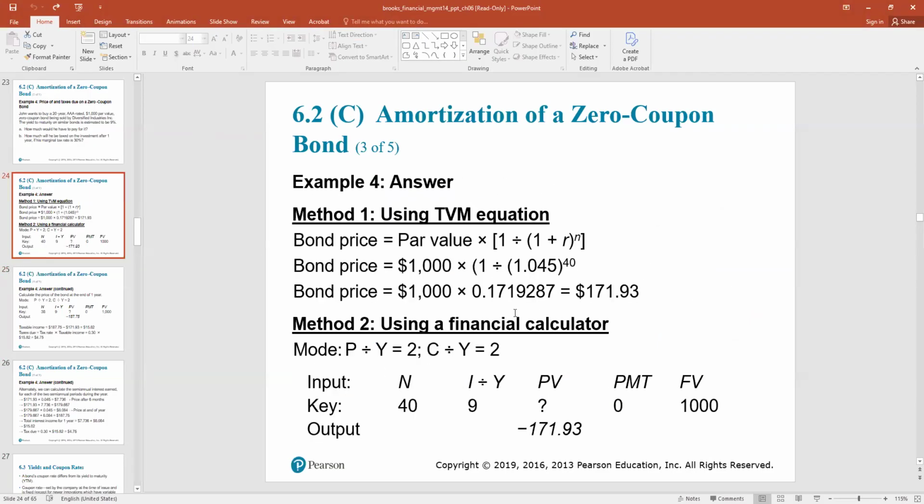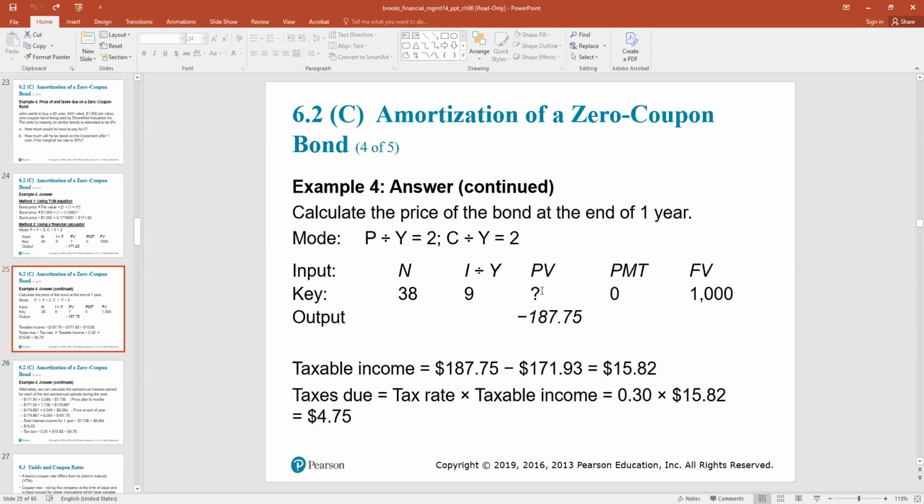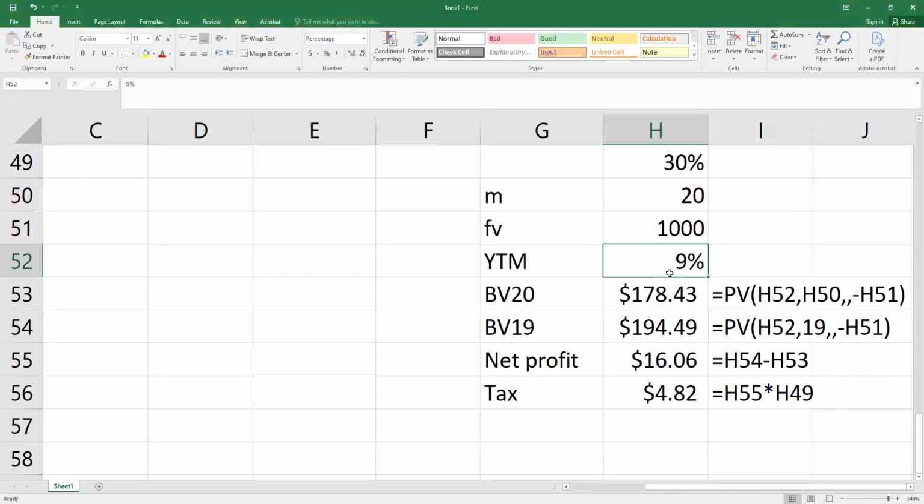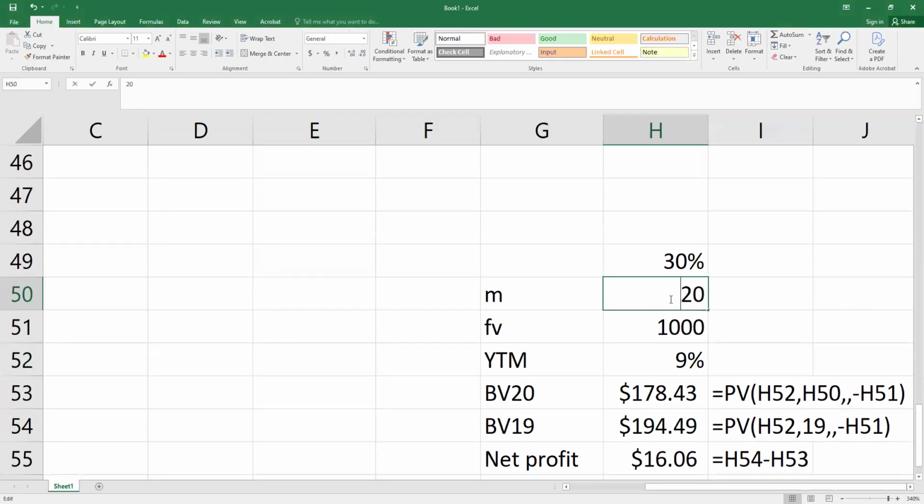What they did here: we calculated annually, but they estimated it to be semi-annually. Okay, we can do it semi-annually too. If it's semi-annual, you just change the numbers by 2. Here, the maturity will be 40, and YTM will be divided by 2.